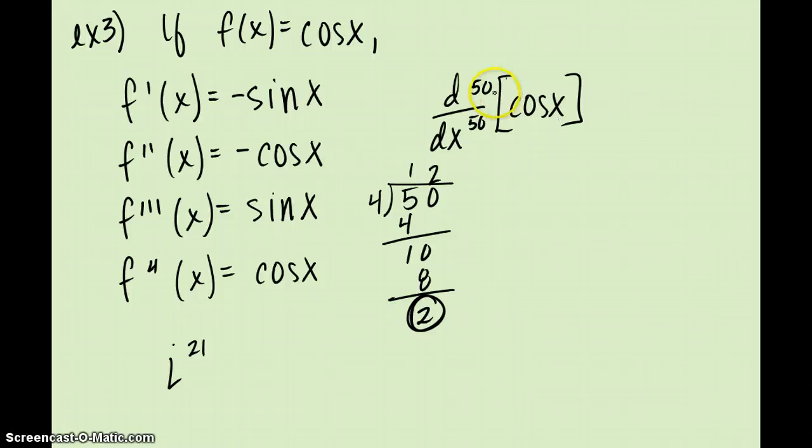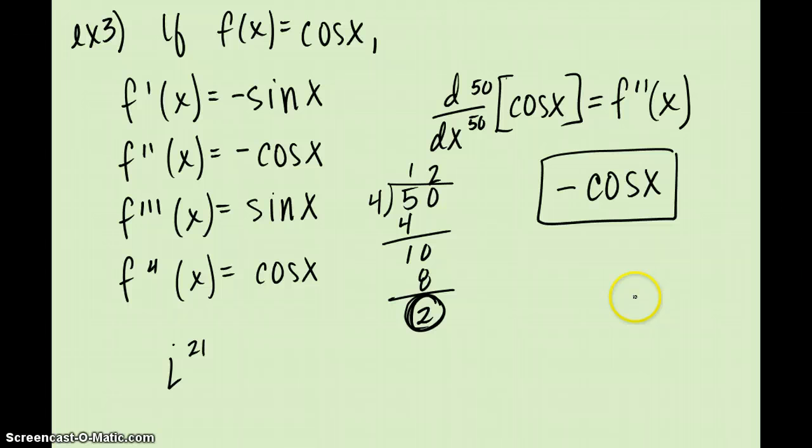So think about what this says. The 48th derivative would be equal to cosine. So this would be the 49th, the 50th derivative. The remainder, I keep saying denominator, I'm sorry, the remainder is 2, so this is the equivalent to the second derivative of cosine of x. And what's the second derivative of cosine? Negative cosine of x. So that would be our answer.